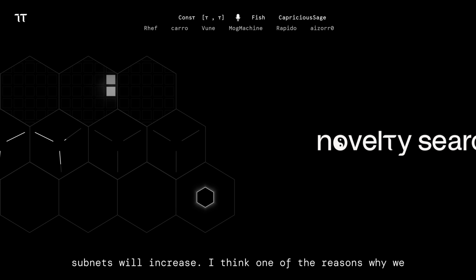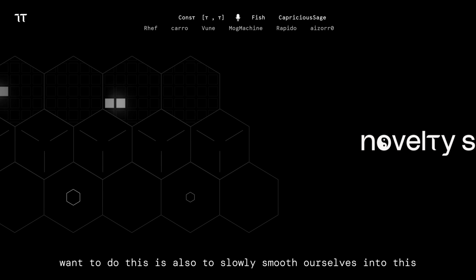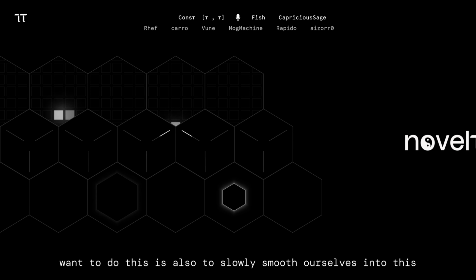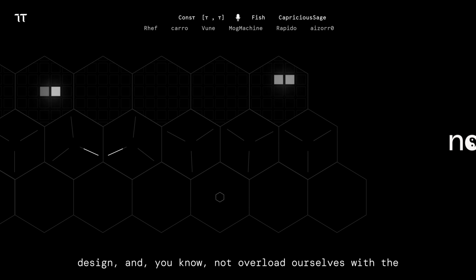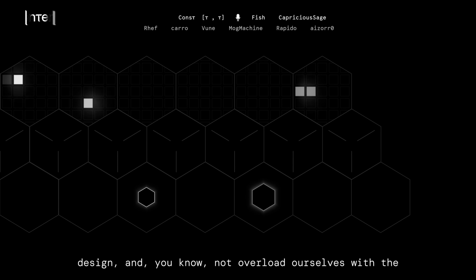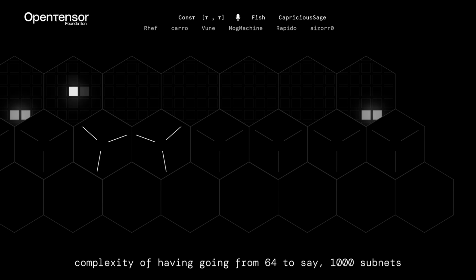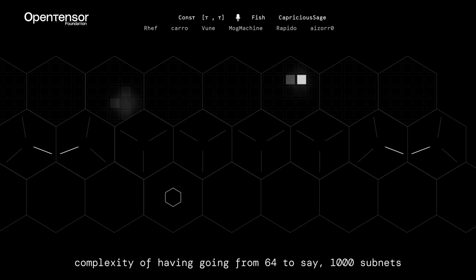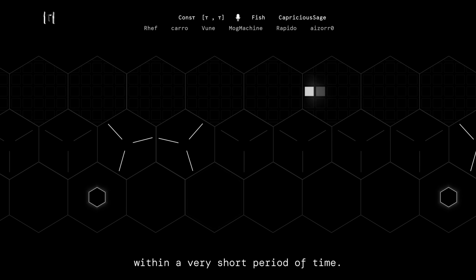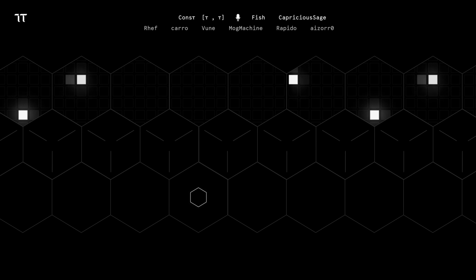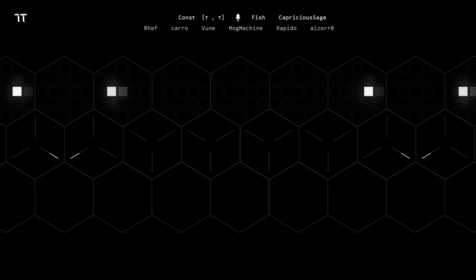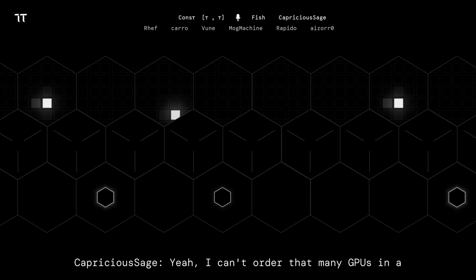I think one of the reasons why we want to do this is also to slowly smooth ourselves into this design, and not overload ourselves with the complexity of going from 64 to say 1,000 subnets within a very short period of time. Yeah, I can't order that many GPUs in a hurry.